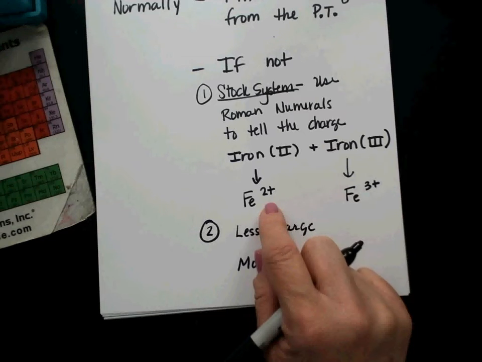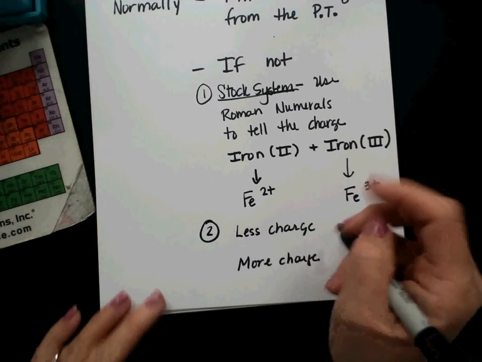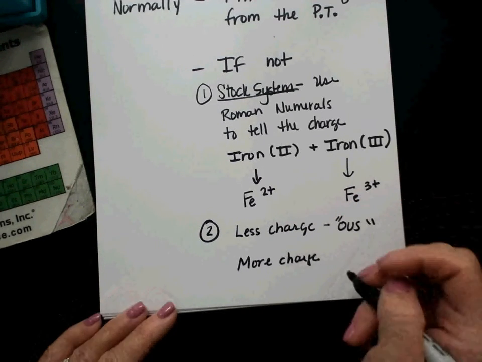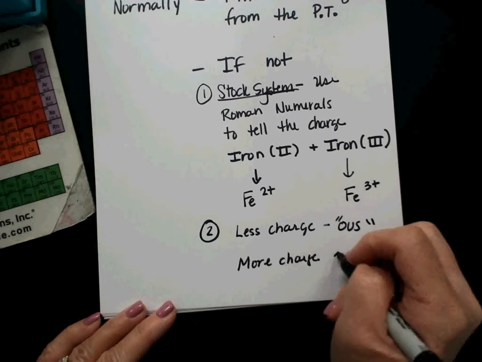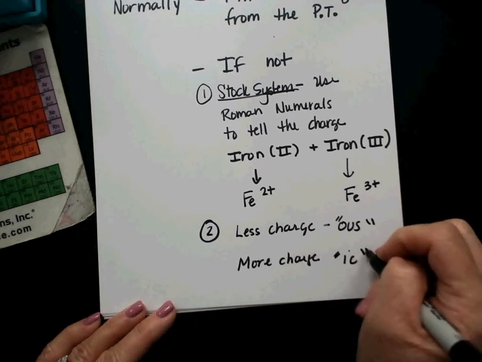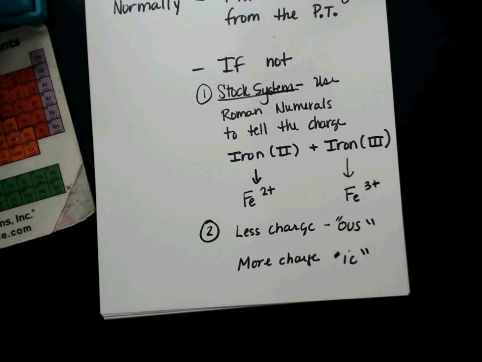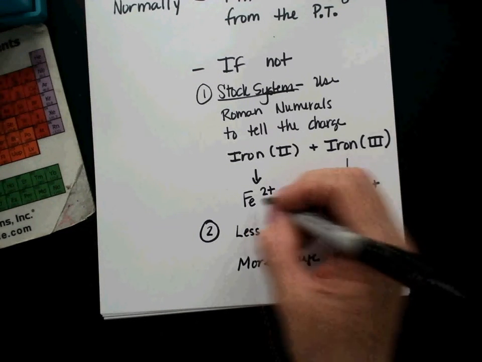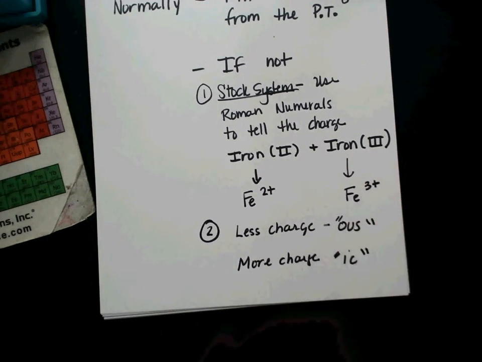Do you know what a suffix is, prefix and suffix? Yeah. So how do they end, Cole? OUS. Yep. If it has a lower charge, it's OUS. And if it has a higher charge, it's ICK. That's how you would know the difference. Like if I said ferrous versus ferric, iron is ferrous. So this would be ferrous, this would be ferric.